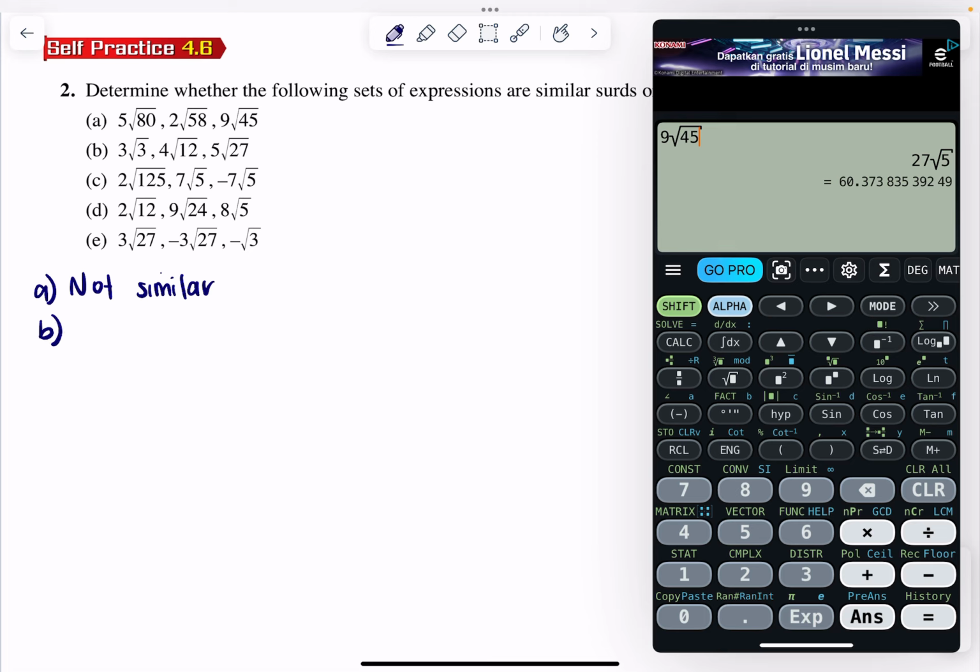Right, B. 3 surd 3, you can't simplify further. 4 surd 12 you can. It's also surd 3. So far surd 3, surd 3. 5 surd 27, I mean it's surd 3, 15 surd 3. So all of it surd 3. So this is similar.